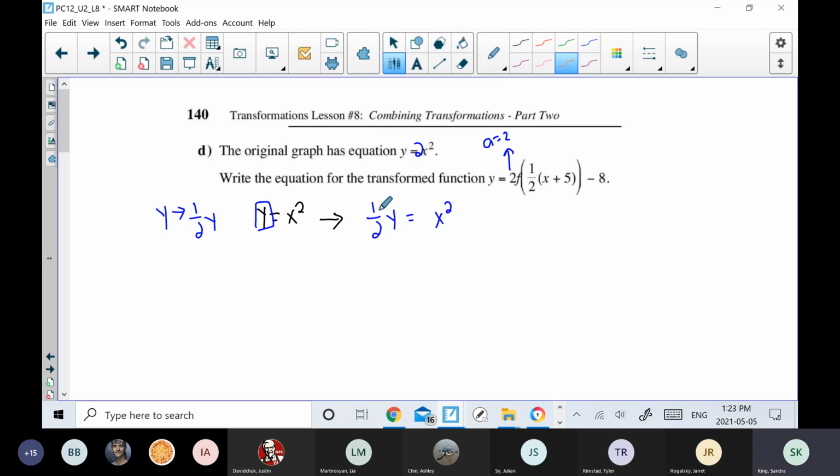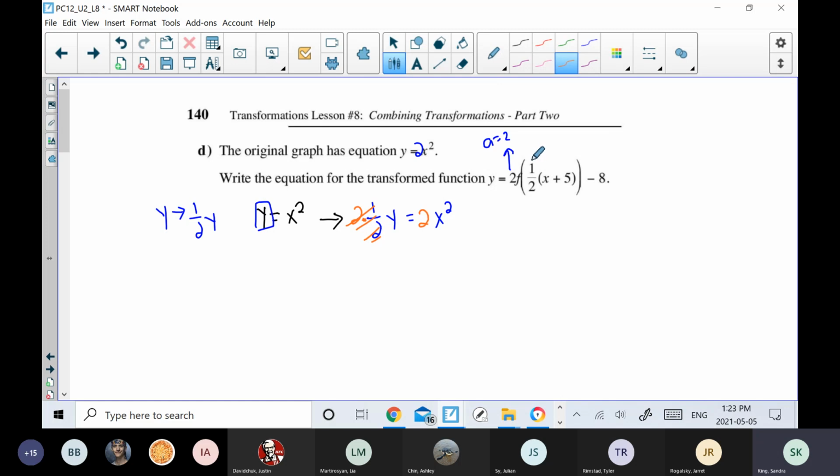What you would then do is I need to get a 1 here. Essentially, I need to get rid of this 1/2 because it's a fraction. I'm going to multiply this by 2 and this by 2. 2 times 1/2 would cancel. And I am left with Y is equal to 2x squared. That's my A parameter. Okay.